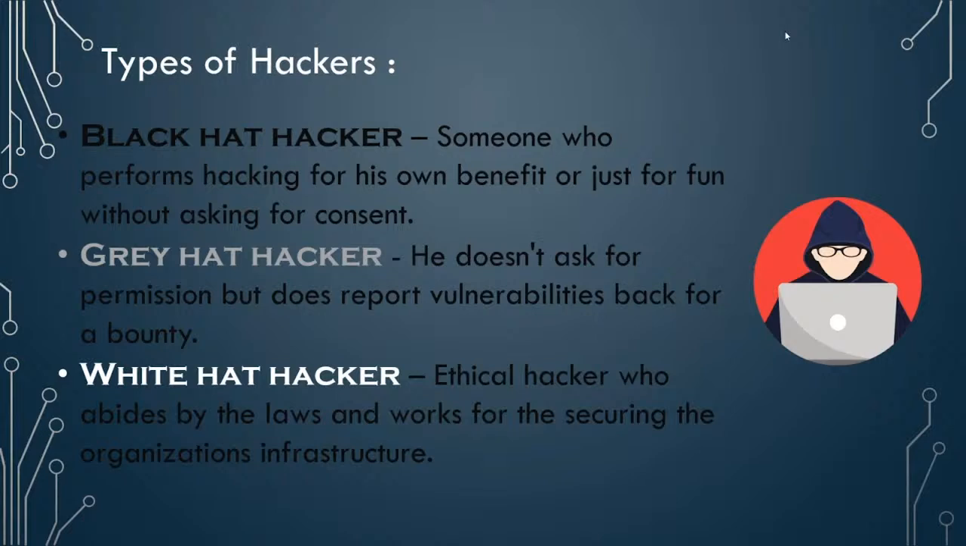Now, in between white hat hackers and black hat hackers, there's someone else known as a gray hat hacker. As the name itself suggests, these people have both the qualities of a black hat as well as a white hat hacker. Like a black hat hacker, they don't ask for permission before finding the vulnerabilities. But once they find the vulnerability, like a white hat hacker, they report it back to the organization. They don't take advantage of it, they don't exploit it and try to attack the system, but they report it back so that they can help the organization.